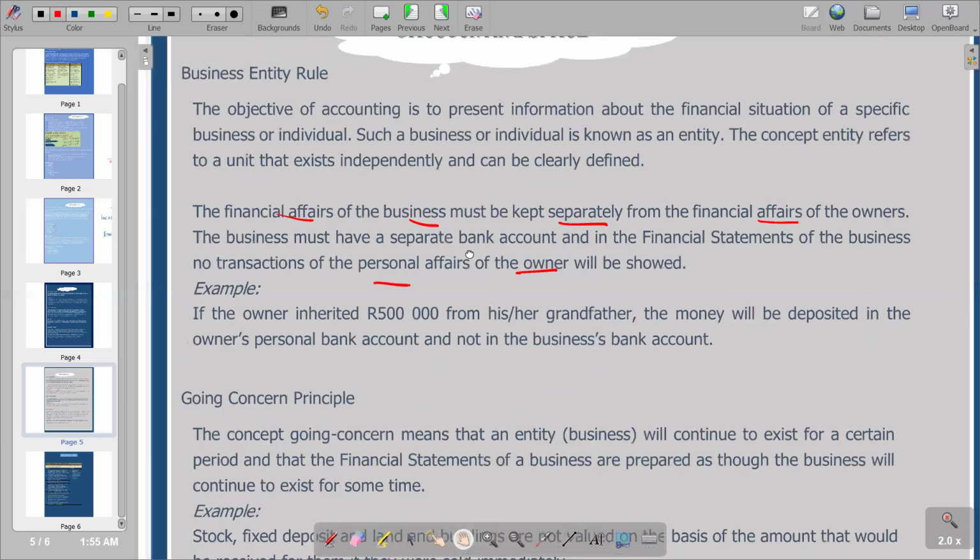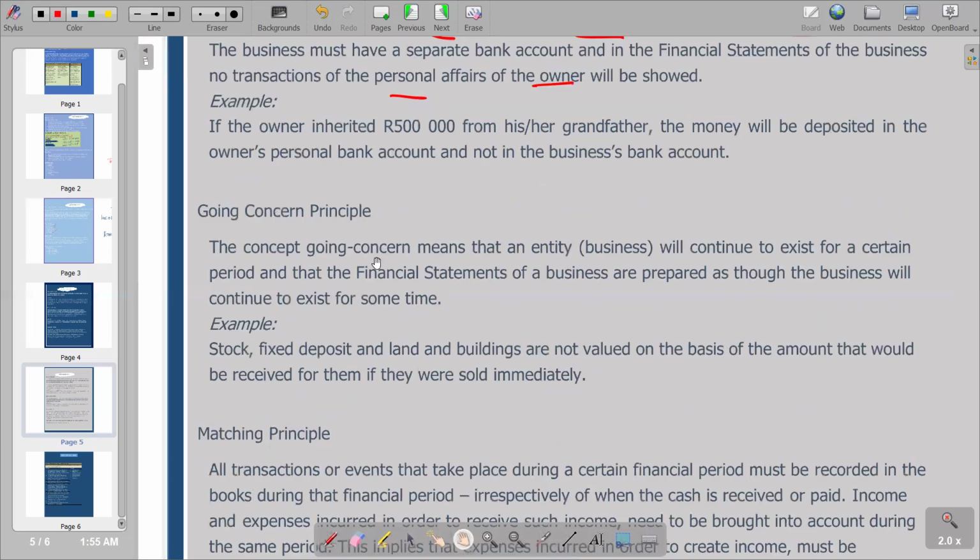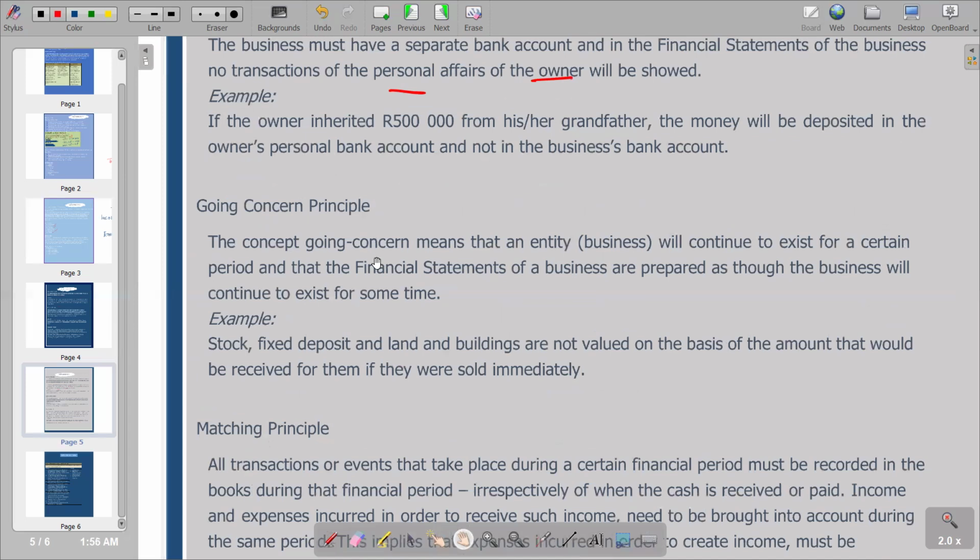So next we have the going concern principle. The going concern principle says that it assumes that any organization will continue to operate its business for the foreseeable future. The entity is viewed as continuing in business. So that's the going concern principle. We are saying it assumes the business is going to be operating in the foreseeable future, although there are indications that the business may stop operating in the near future. The assumption is made that the business will continue to operate for the foreseeable future.